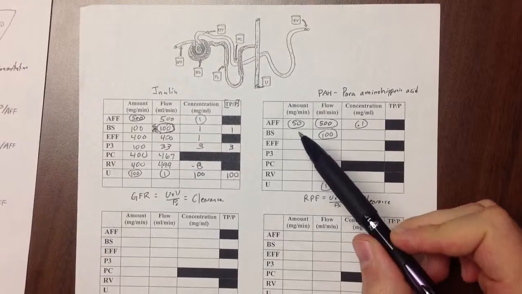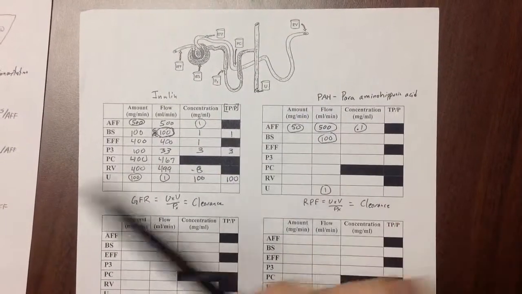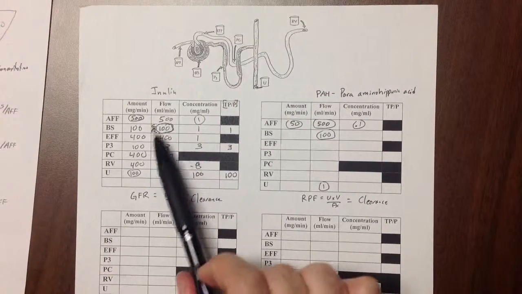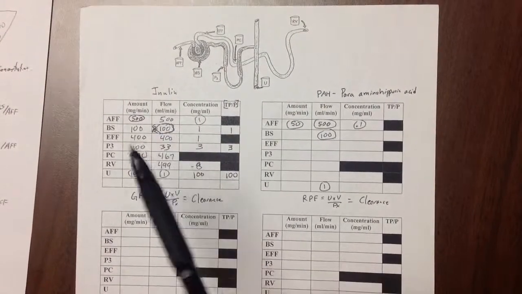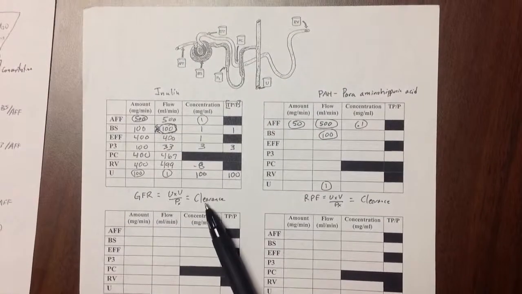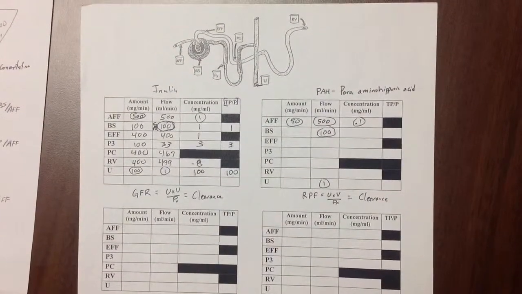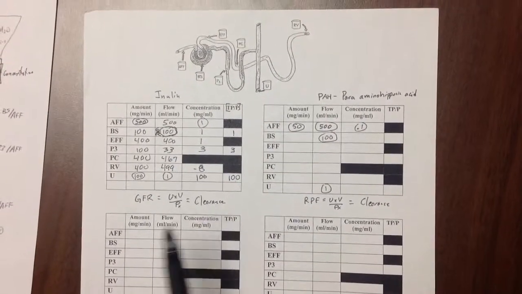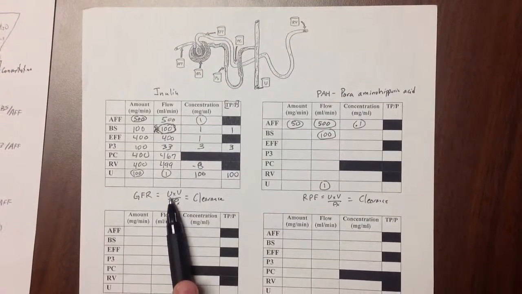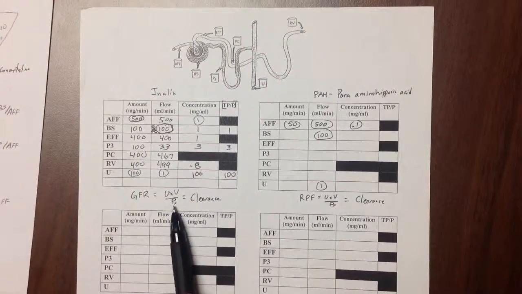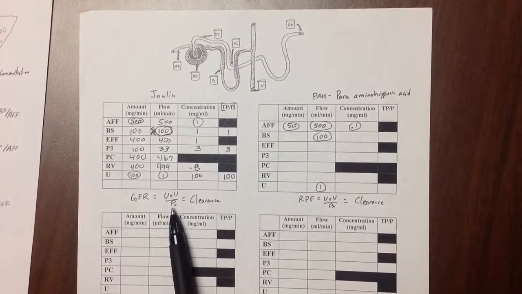So one more quick thing that I forgot to mention on inulin is I showed you that the glomerular filtration rate is here, and that it's 100. But I forgot to show you how to calculate it. So the GFR is the clearance, only for inulin. The clearance formula is the concentration of the urine times the volume of the urine divided by the concentration of the plasma. So let's find that in the picture.